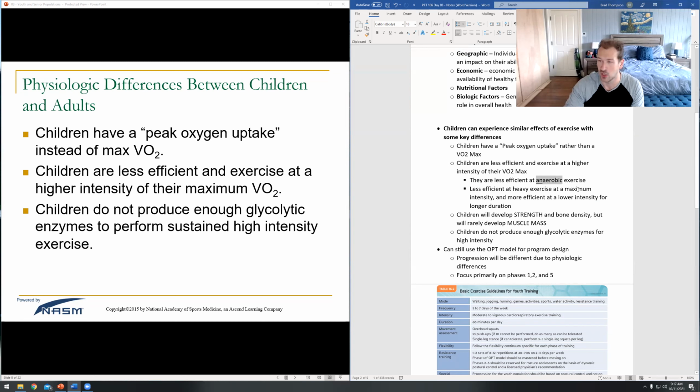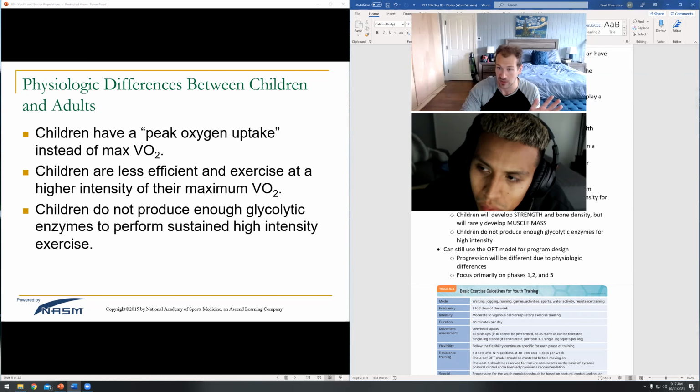This is why kids have energy for days. They can run around all day at a low intensity, nice and slow, but just consistent, hours later still running around. But their anaerobic stuff, they're not good at. Because they're less efficient at it, heavy exercise at maximum intensity doesn't make any sense for us. It makes no sense to train youth that way.